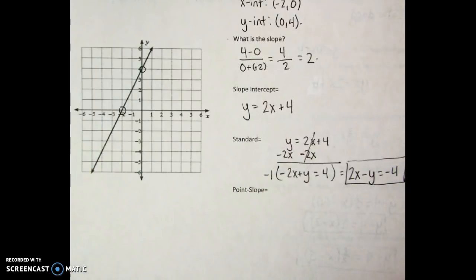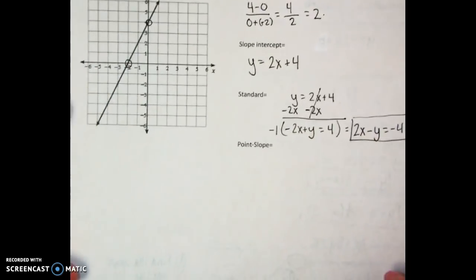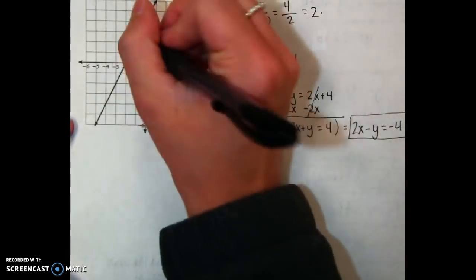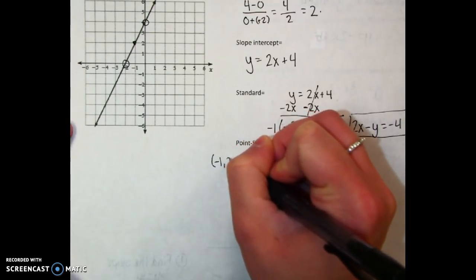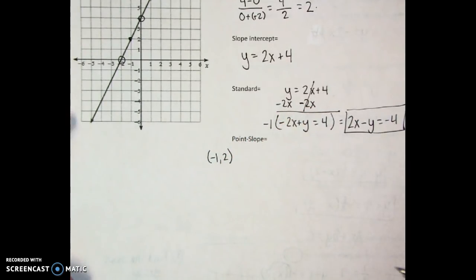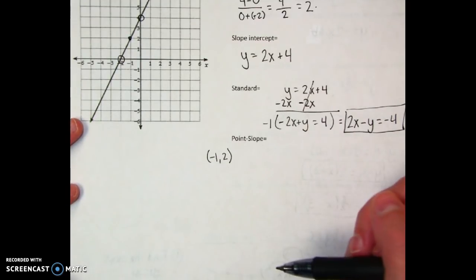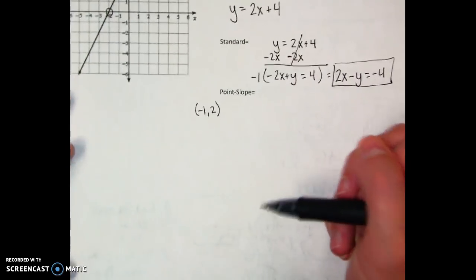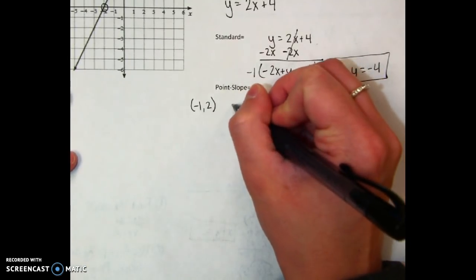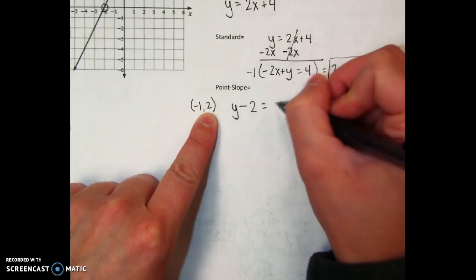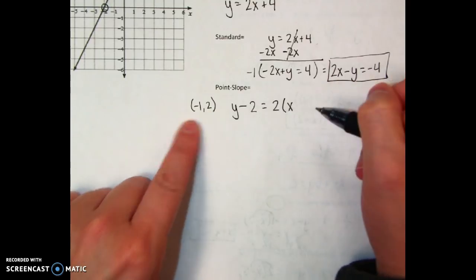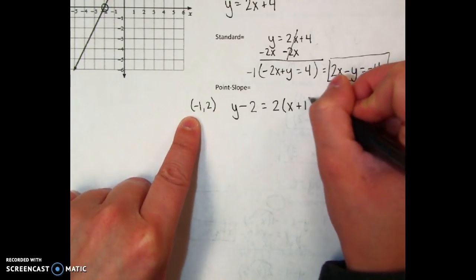And for point slope, you can use either of the intercepts, but I'm actually going to use one that doesn't have 0 on it just because it looks weird with a 0. I'm going to use this point right here. And that point is negative 1, 2. Now when you take a test on this, there will be multiple answers for this, like the point slope, depending on which point you use. So don't worry about that. So now I have y minus 2 equals, the slope was 2, times x minus negative 1 is really plus 1.